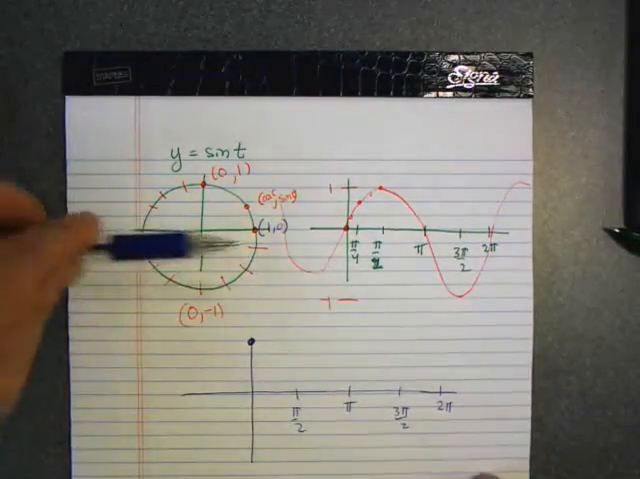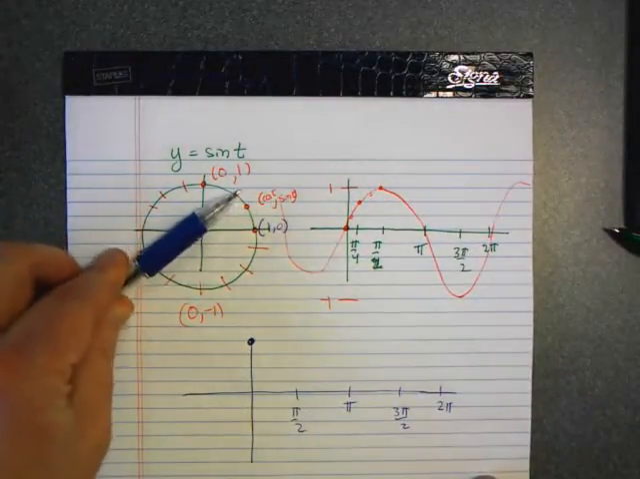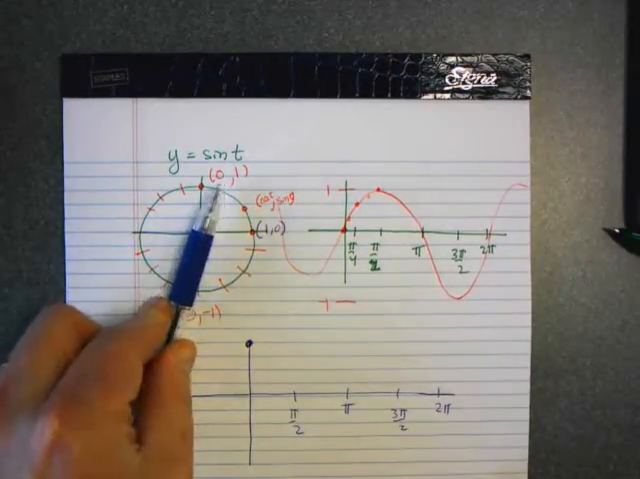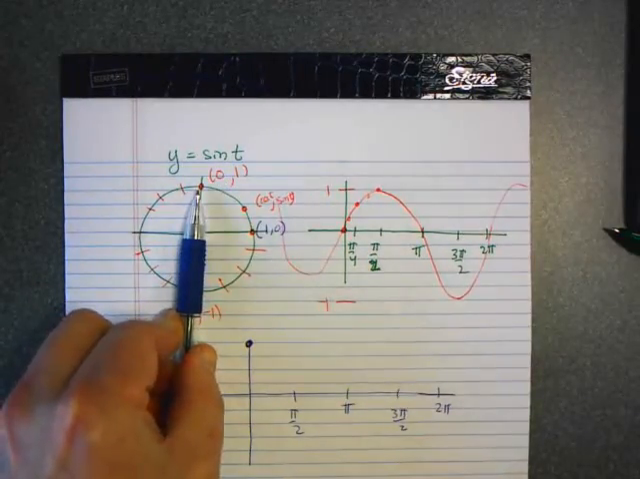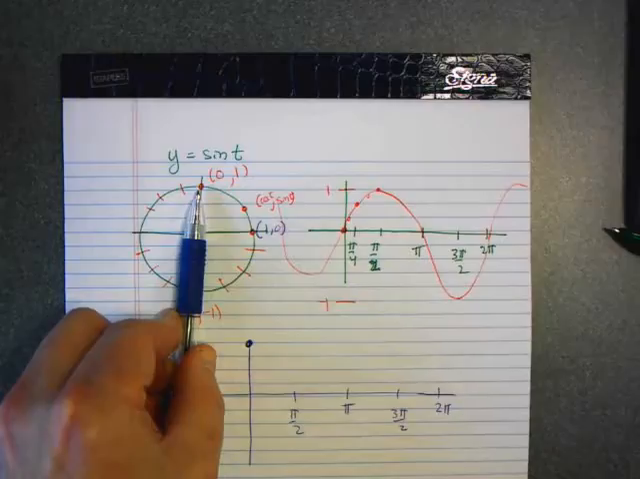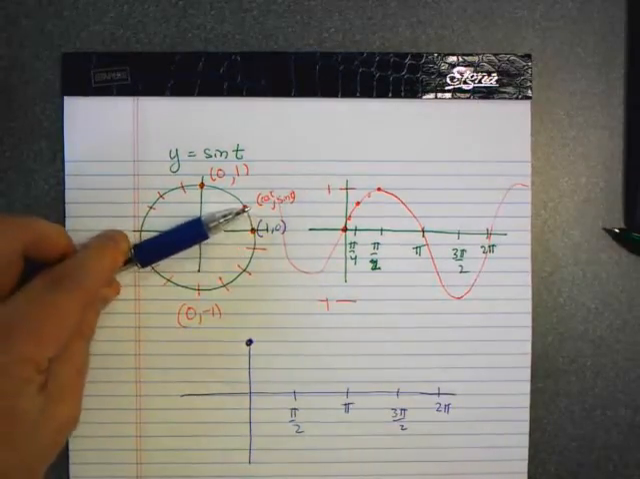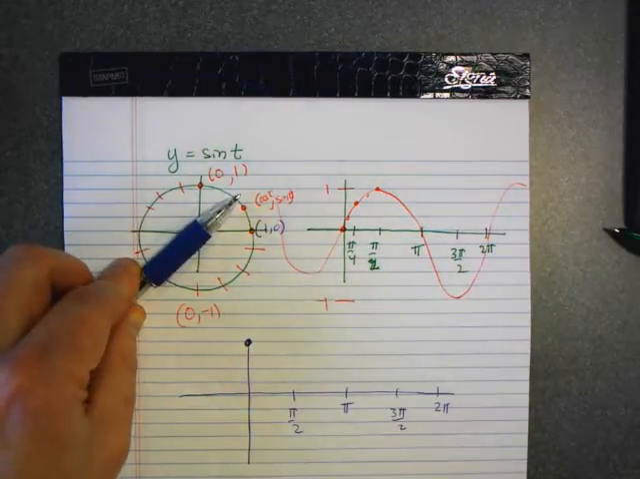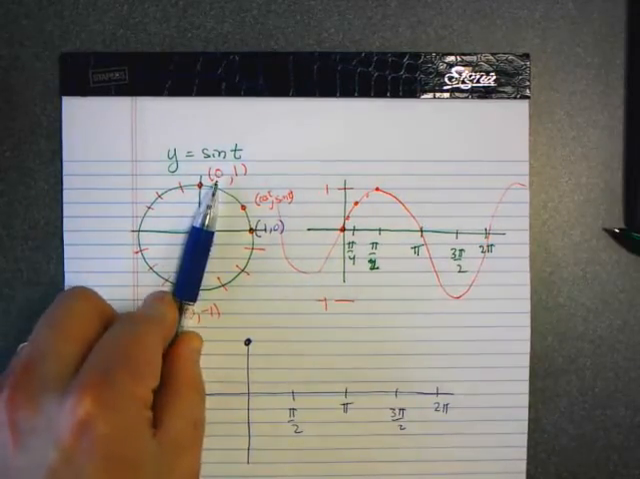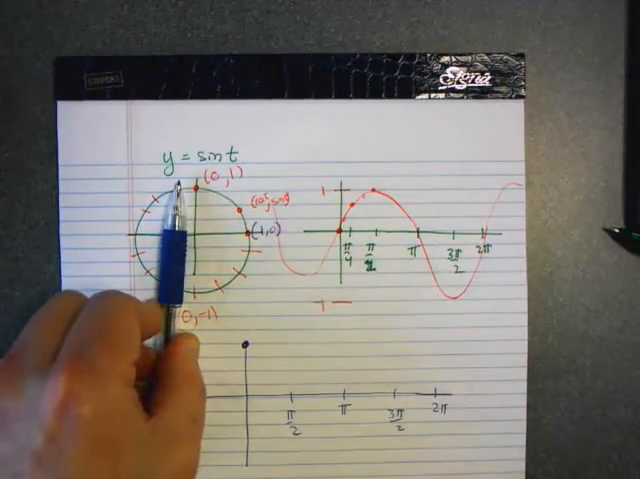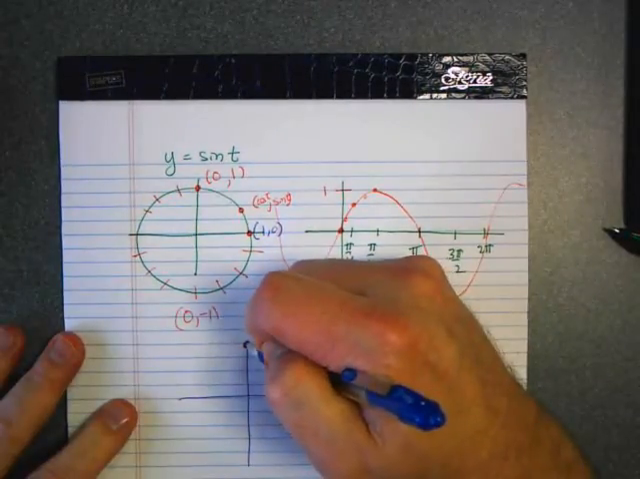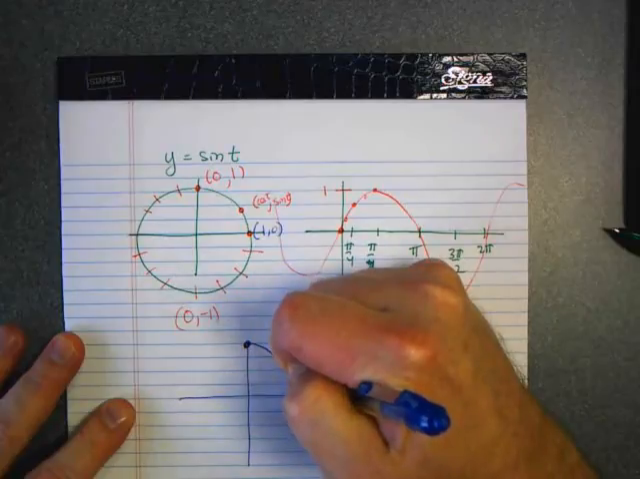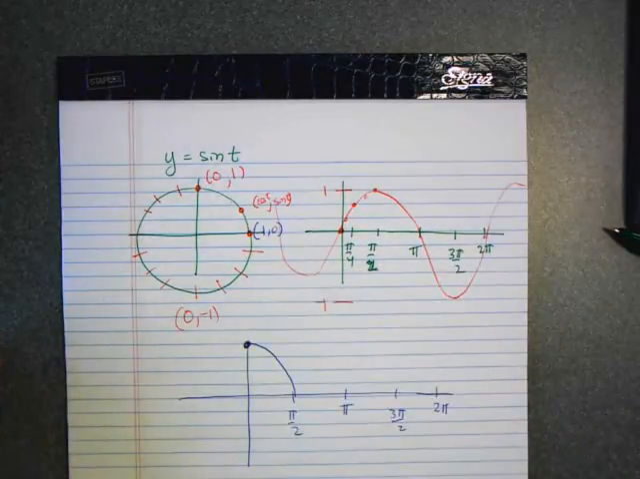As I go in quadrant 1 and I go around the circle here, what's happening to the x numbers? They get smaller, don't they? At pi over 6, we get square root of 3 over 2. At pi over 4, we get square root of 2 over 2. At pi over 3, we get a half, and then we get down to 0. So my x numbers get smaller, which means my graph is going to look like that.